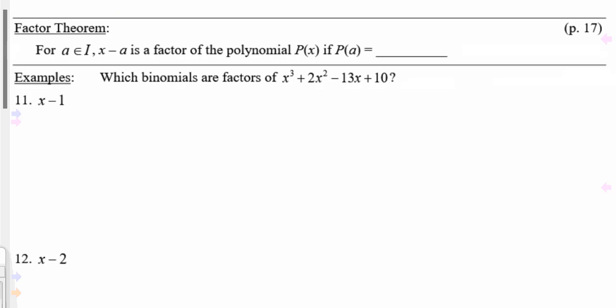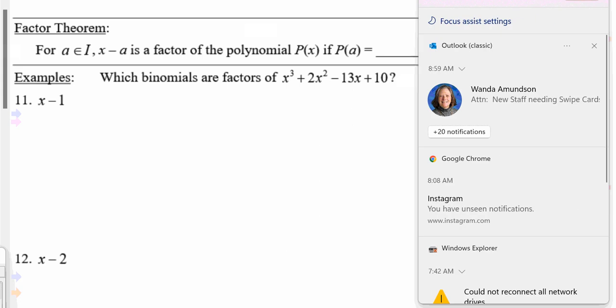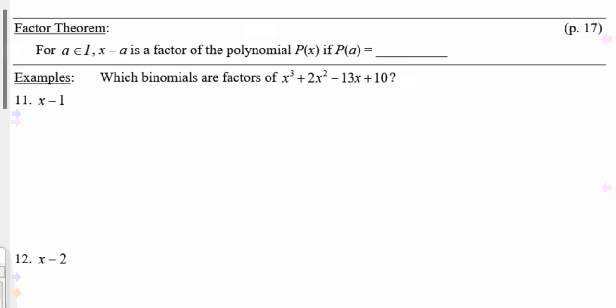When a is an integer, x minus a is a factor of the polynomial p of x if p of a is equal to 0, which means the remainder is 0. This is the key to being able to factor polynomials of higher degree, like higher than degree 2. On the next page, we'll start factoring. Here, we just want to find out, is each of these binomials a factor of that polynomial?